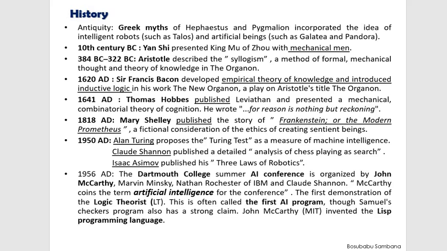Later, from 384 to 322 BC, Aristotle described the syllogism in his works. This syllogism represents a method of formal and mechanical thought and a theory of knowledge in the Organon. Later, in the 1620s, Sir Francis Bacon developed an empirical theory of knowledge and introduced inductive logic, based on Aristotle's syllogisms. In 1641, Thomas Hobbes published his research work and presented a mechanical and combinatorial theory of cognition, stating that reason is nothing but reckoning.